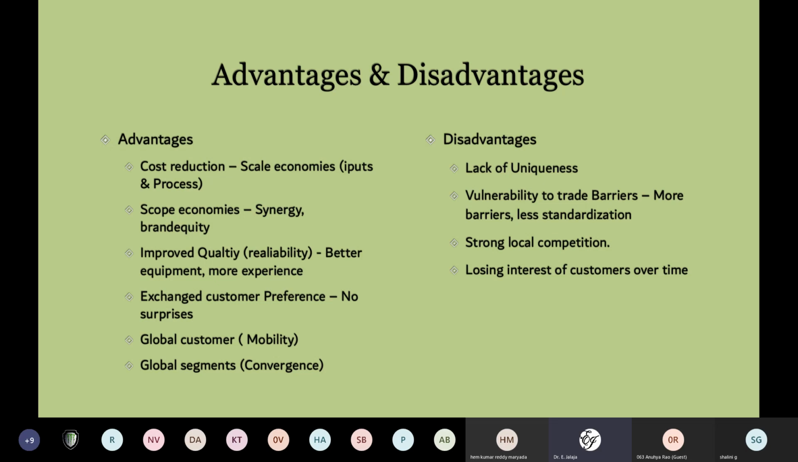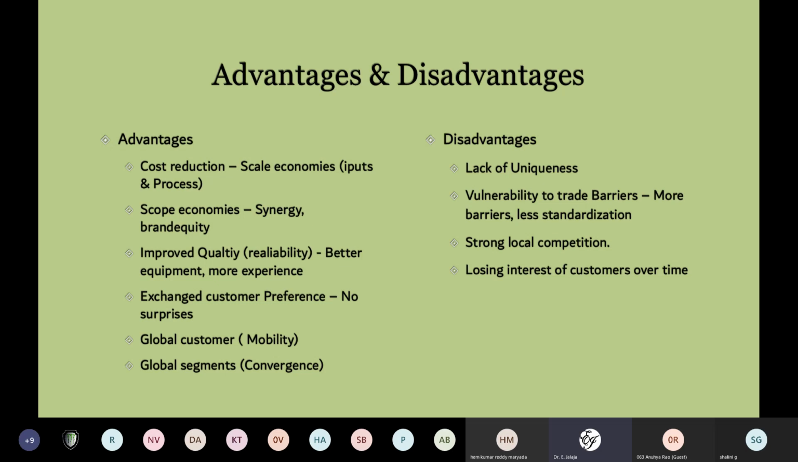It is a normal product. You never will find any sort of uniqueness. And many a times, the standardized products will have more number of barriers, because anybody can give it. Your product is not unique. So trade restrictions from other nations definitely will be there. And it may be viewed as a less standardized product.